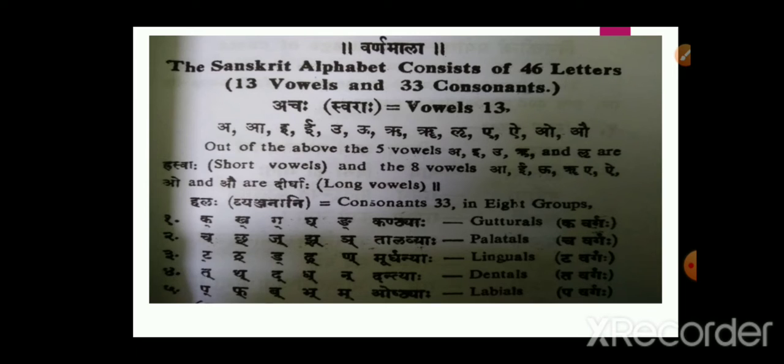And in the third group, which is the Ta vargaha, the hard consonants are Ta, Tha. And in the fourth group, Ta vargaha, the hard consonants are Ta, Tha. And in the fifth group, Pa vargaha, the hard consonants are the first two letters Pa, Pha. So in the first five groups, the first two letters fall under hard consonants.